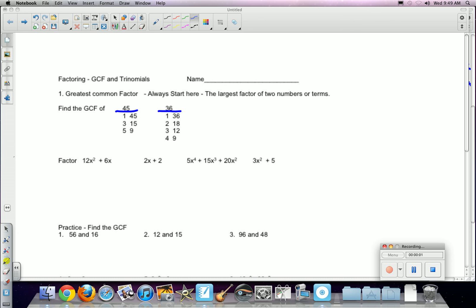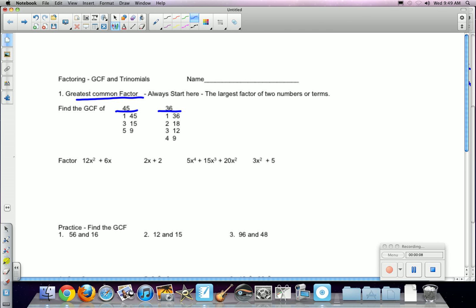All right. So we always start with greatest common factor. Always start here, because if you can break it down into smaller numbers, then it's usually a little bit easier to deal with. Though 45 and 36 have a couple common factors, right? They both have threes, and then 9. We always want to pick the greatest common factor, which would be 9.